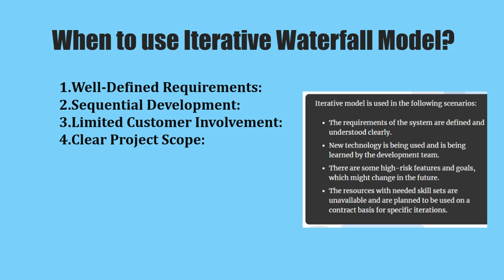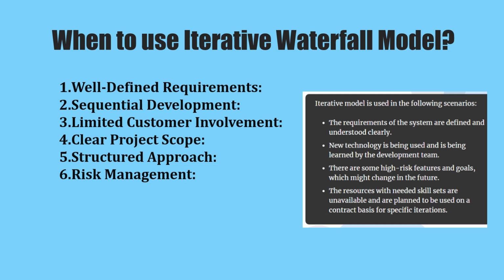Clear project scope. When the project scope is clear and there is little likelihood of significant changes or additions to requirements during the development process. Structured approach. When there is a need for a structured and systematic approach to software development with early defined phases and deliverables. Risk management. When there is a need for a formal risk management process to identify and address potential risks early in the development lifecycle.